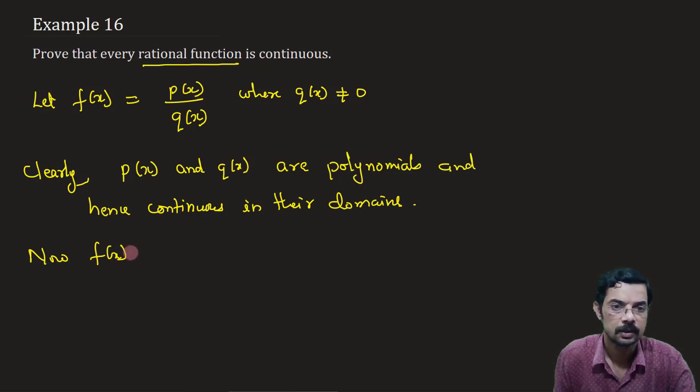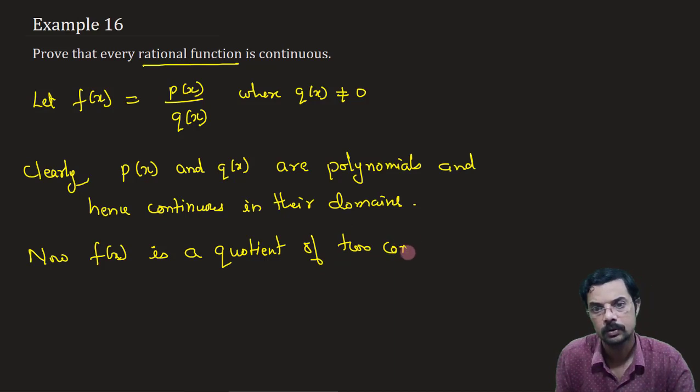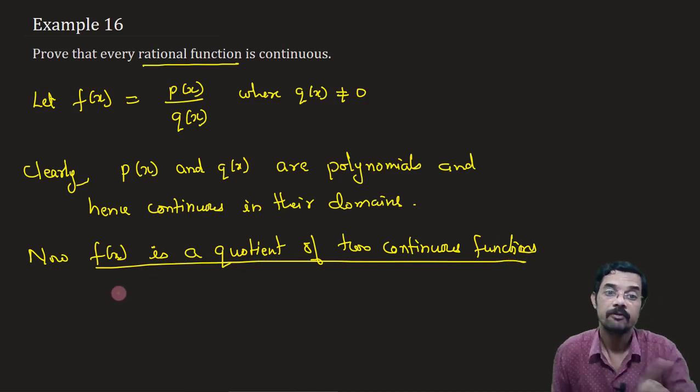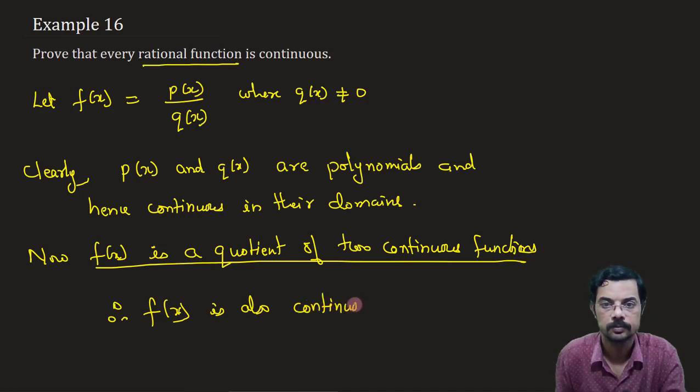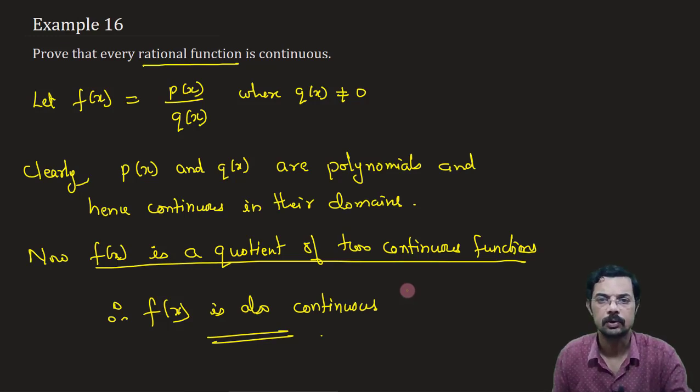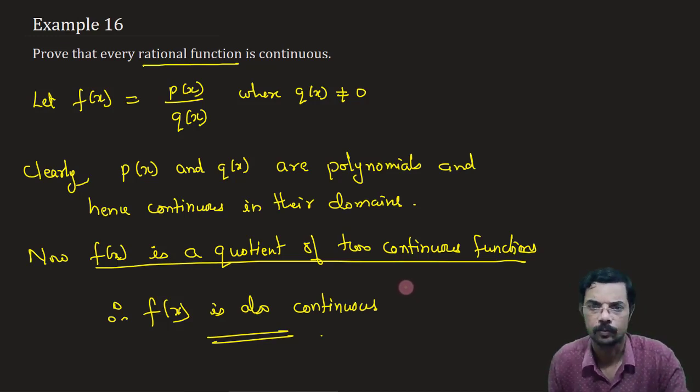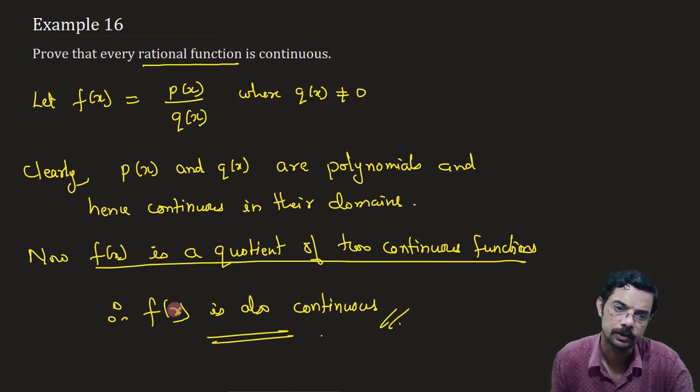Now f of x, what is f of x? F of x is a quotient of two continuous functions, and hence f of x is also continuous for all real numbers except where q of x is equal to 0.